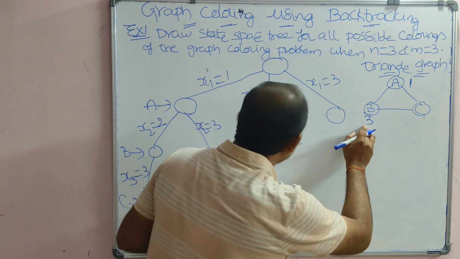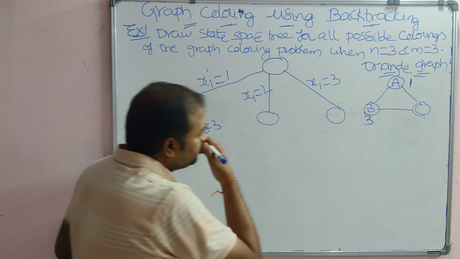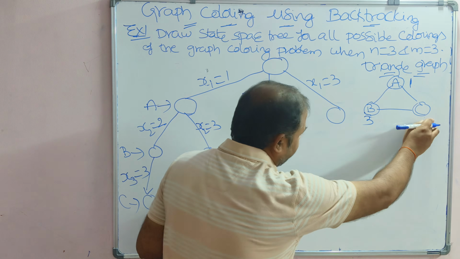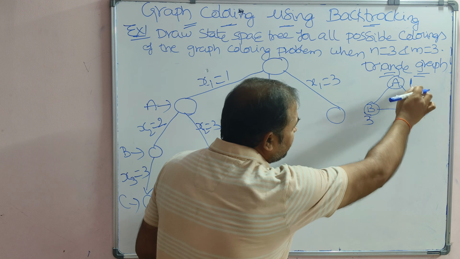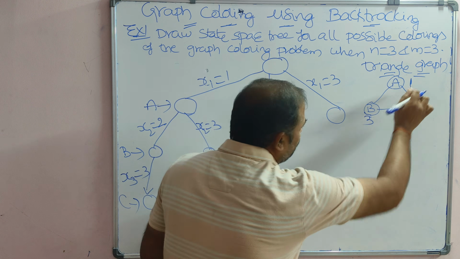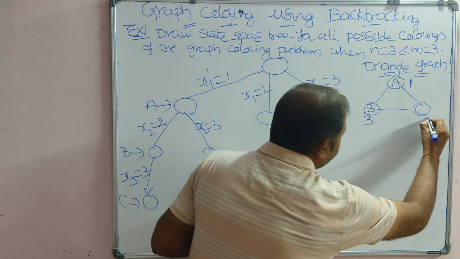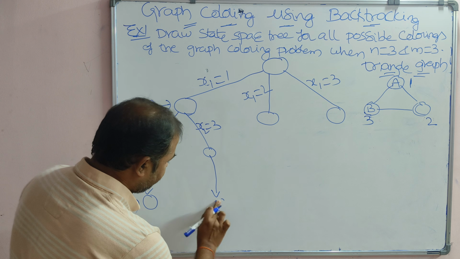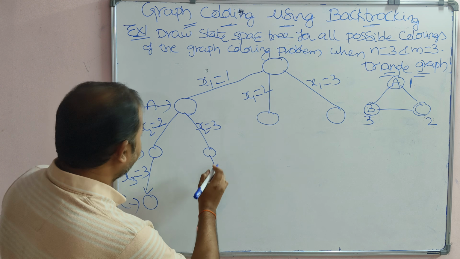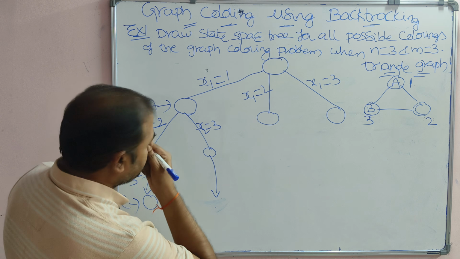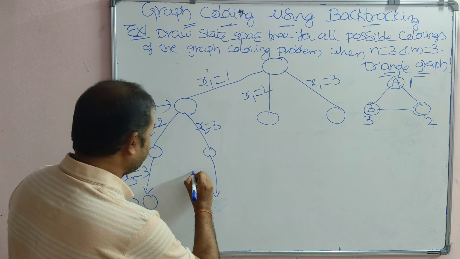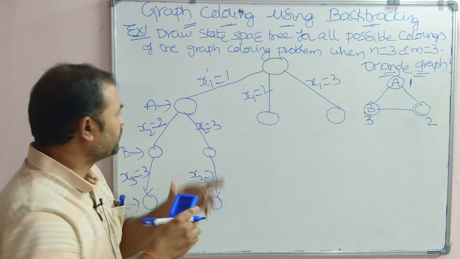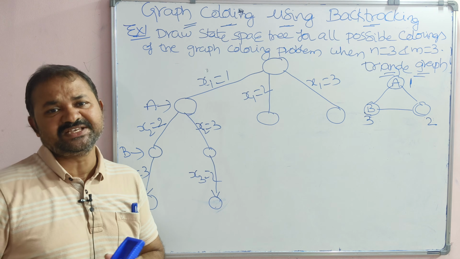So if vertex B is colored with color 3, then in order to color vertex C, we can use second color. We can't use here color 1, color 3. Why? Because these two are adjacent colors. So we can use second color. Here x2 equal to 3. Here we can use which color? Second color. So x3 equal to 2. So this is one solution. 1, 3, 2. So this is one solution.